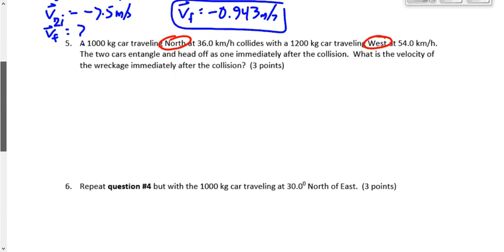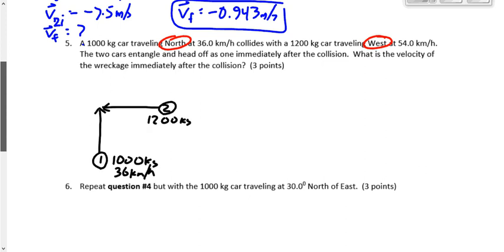Yeah, and then the x and y components, right? Every single time, the x and y components. So let's draw a picture here. We've got a 1,000 kilogram car traveling north at 36 kilometers per hour. We've got a 1,200 kilogram car traveling west. We'll call that car number 2 at 54 kilometers per hour.